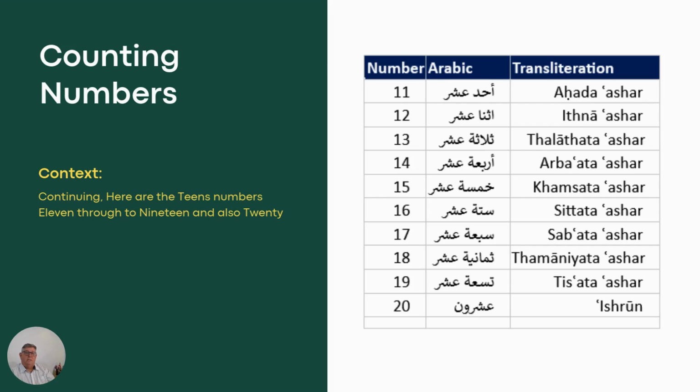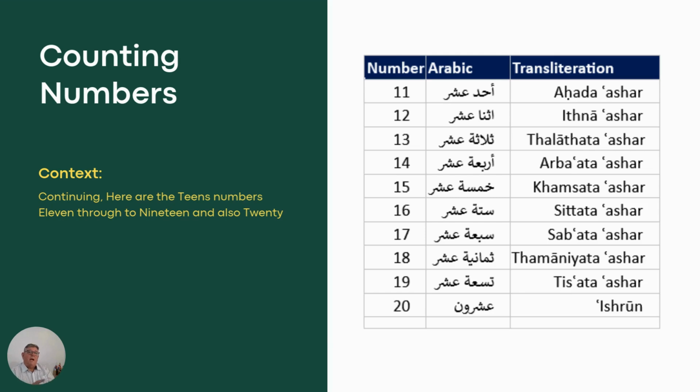And here it is. So for numbers 13 to 19, just 2 steps. You take the single digit. So for 13, you take the 3, thalatha, and you just stick the word for 10, asha, on the end. So you get thalathata asha. So literally 3-10. How cool is that? And that works all the way up to 19.